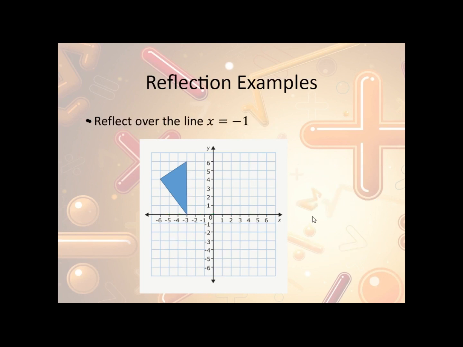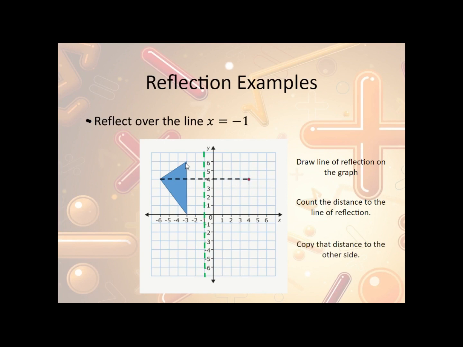Now what if we reflect over the line x equals -1? So again, draw in your line of reflection. So x equals -1. So when x is -1, it's right here. So it's a vertical line right there. Same thing, copy the distance. So 1, 2, 3, 4, 5 away here. So we go 5 on the other side, which is 1, 2, 3, 4, 5 right there.